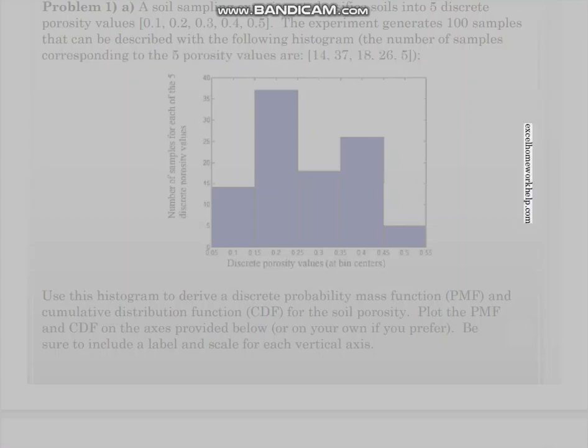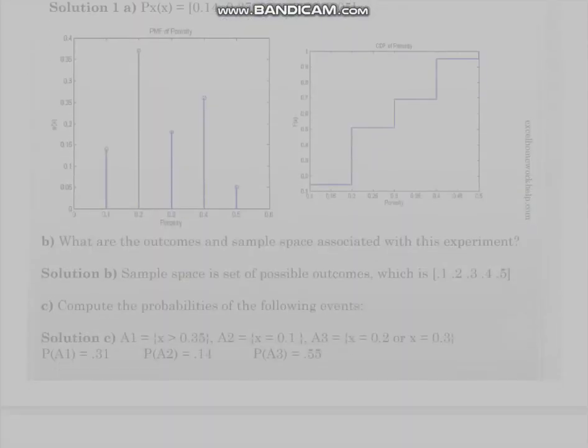Use this histogram to derive a discrete probability mass function, PMF, and cumulative distribution function, CDF, for the soil porosity. Plot the PMF and CDF on the axes provided below, or on your own if you prefer. Be sure to include a label and scale for each vertical axis. Solution 1A: P(x) equals 0.14, 0.37, 0.18, 0.26, 0.05.